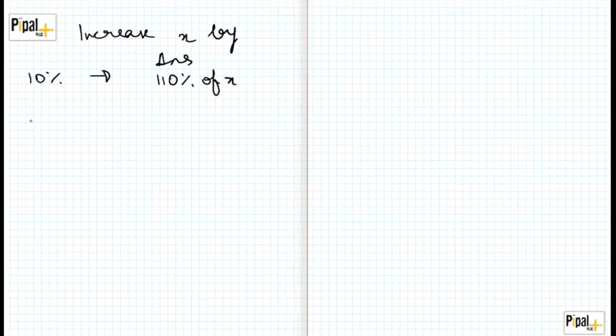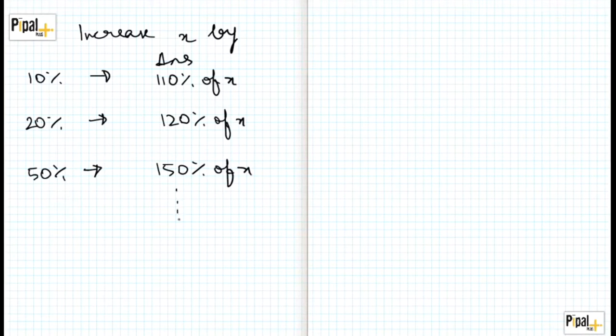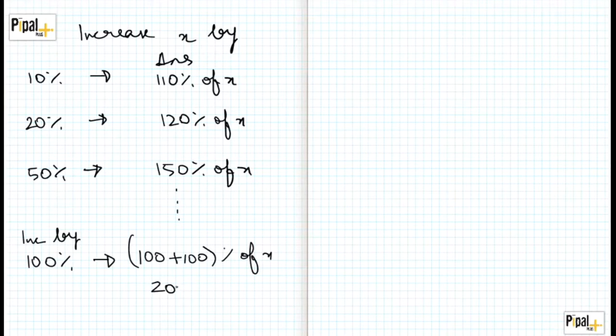If I'm asked to increase x by 20%, then my answer is going to be 120% of x. If I'm asked to increase x by 50%, then my answer is going to be 150% of x, and so on, right? Interestingly, if I'm asked to increase x by 100%, then my answer is going to be, just like I've been doing here, 100% plus this new number 100%, which is 200% of x, right? So increasing something by 100% means making it 200% of the original.